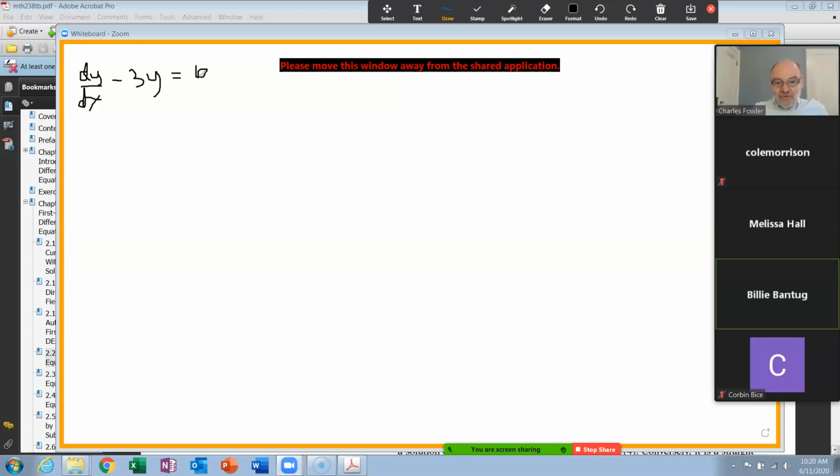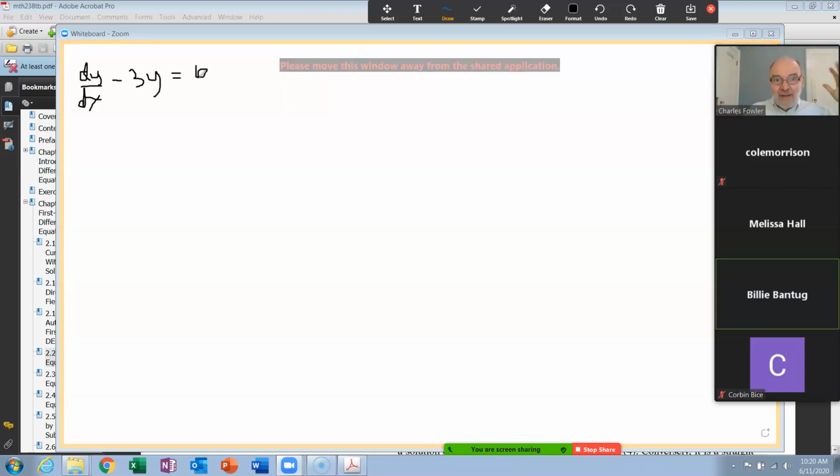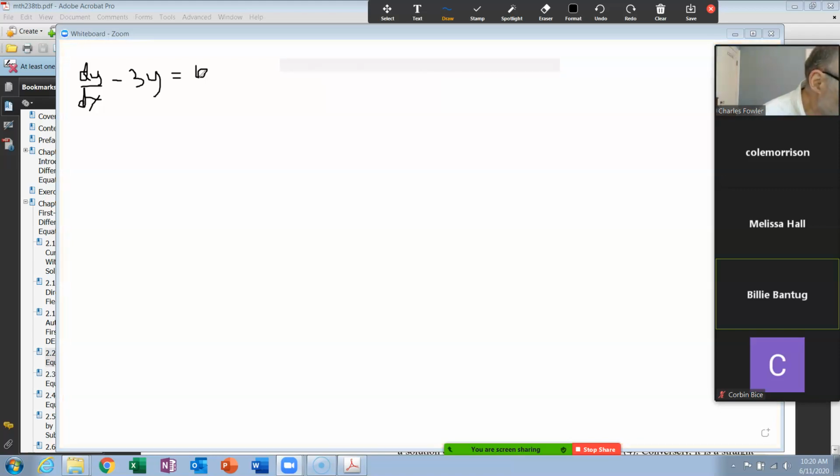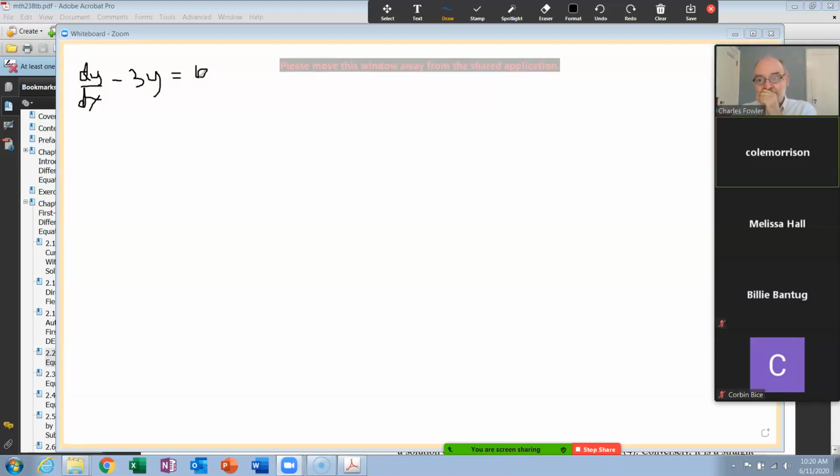Now my question to you is, can you see that, or has this big old rectangle suddenly got in the way? I can see it. You can see it. That's amazing, because it says move this window from the shared application, and yet, okay, all right. All right, so let's move on.